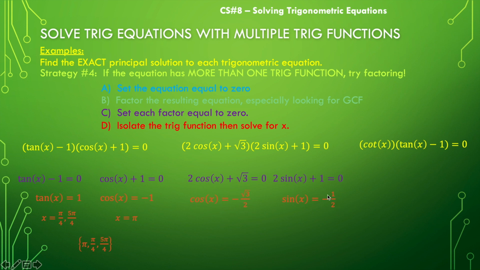And now let's think about this one. Sine of x is equal to negative 1/2. Which angles have a y-coordinate of negative 1/2? That will be 7 pi over 6 and 11 pi over 6. Notice I have an overlap, right? I've got 5 pi over 6 and 7 pi over 6, 7 pi over 6 and 11 pi over 6. So I just consolidate that into a solution set of 5 pi over 6, 7 pi over 6, and 11 pi over 6.